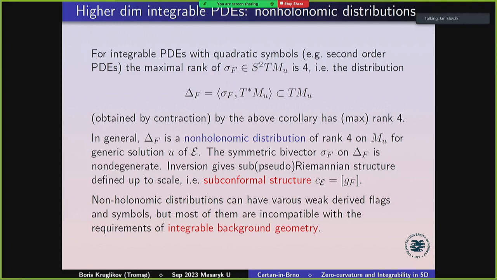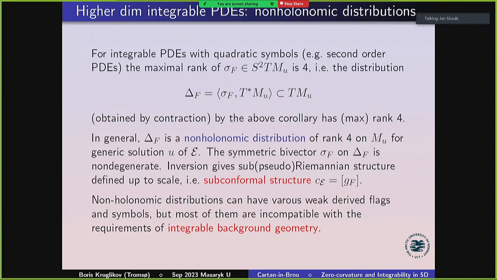Okay, so then we actually can restrict, and we have this vector on this distribution, and then on this distribution we can invert it. We cannot invert it actually on the entire tangent bundle, right? But we can actually invert it here. So then we actually get a metric defined up to scale on this distribution. So it's subconformal structure.